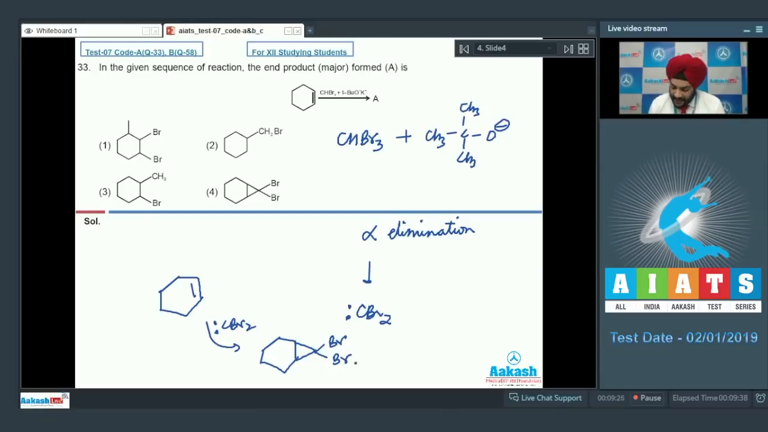Okay, so this is our major product A, which is formed in the reaction. And looking at the options, we have to select option 4 as the correct answer to our question. Let us look at the next question.